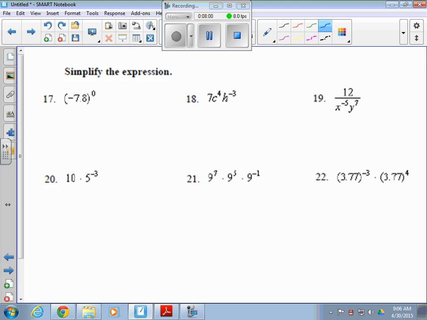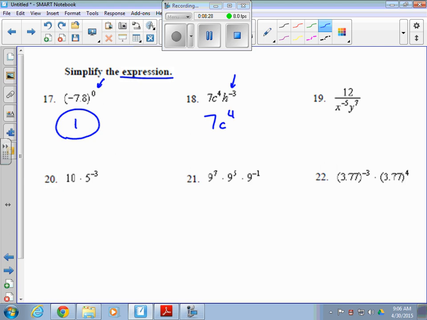Number 17 says simplify the expression. Anytime you have something raised to the 0 power, it's 1. 7c to the 4th, h to the negative 3rd. You don't know what c is, you don't know what h is. That's why they're variables. What you do know is that something cannot be left raised to a negative exponent like h is. So 7c to the 4th can stay exactly where it is.